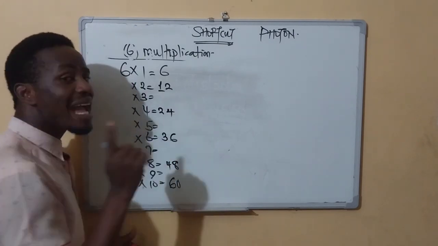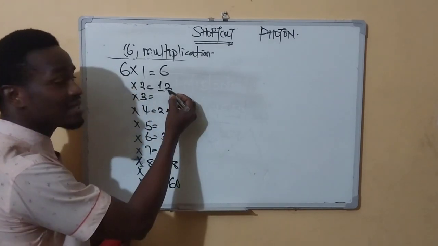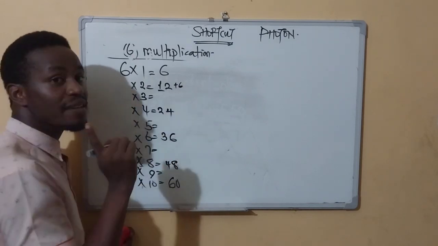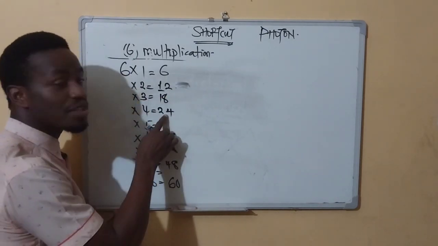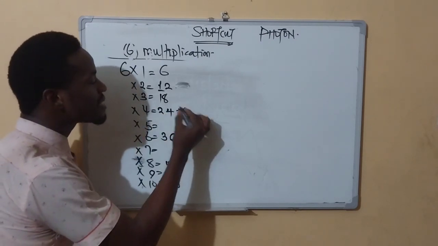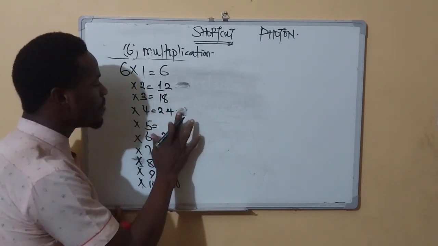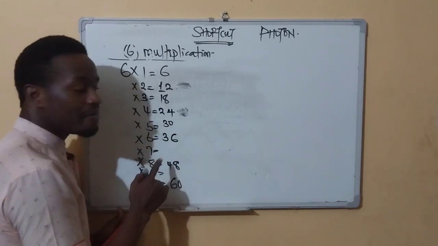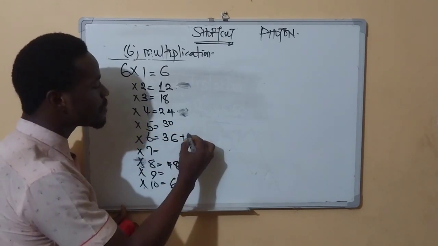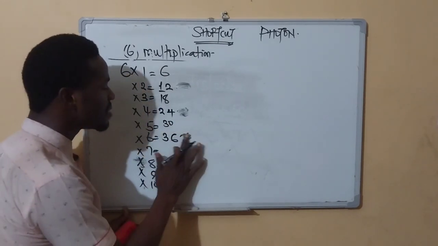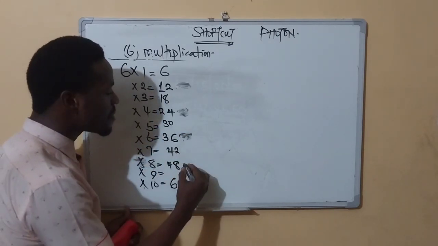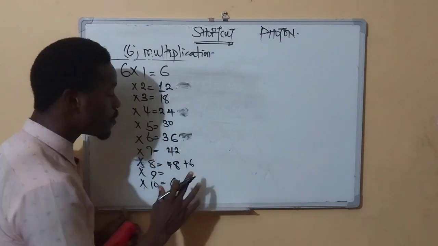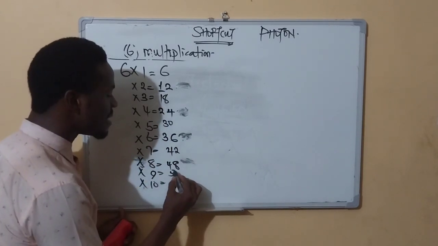Very easy. Just add 6 to the even numbers. This is 12. 12 plus 6 gives us 18. And that will be the answer for the next one. This is 24. 24 plus 6 will give us 30. And that will be the answer for the next one. This is 36. 36 plus 6 will give us 42. And that will be the answer for the other one. And this is 48. 48 plus 6 will give us 54. And that will be the answer for this.